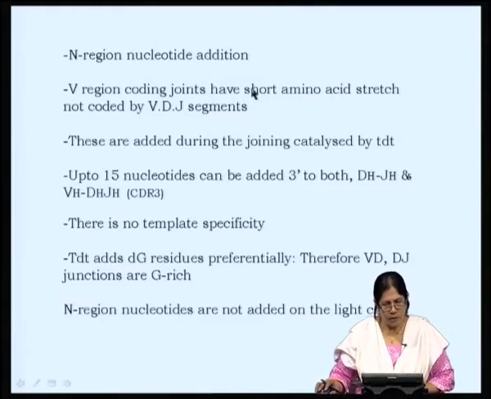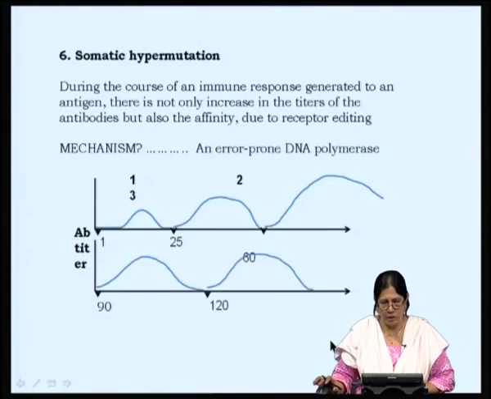So, N region nucleotide addition, just like to say a few more things with respect to N. There is no template specificity, and TDT adds, like I said a little while ago, dG residues preferentially. Therefore, it has also been observed that VD and DJ junctions are G rich. Again, I would like to mention that N region nucleotides are not added on the light chain, simply because heavy chain assembly takes place first, TDT expression happens at that time, and the level of this enzyme starts going down when the light chain assembly is taking place.